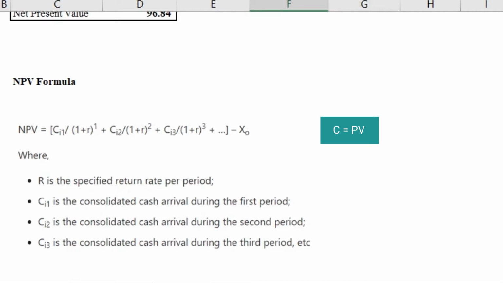C1 is nothing but the first cash flow divided by 1 plus R to the power of 1, R is nothing but the discount rate. Okay, likewise C2 divided by 1 plus R to the power of 2, and you do it until the end of the cash flow. So this first part is the present value of future cash flows which you're trying to find out. Now what is this X0? X0 is nothing but cash outflows. So the net present value will be the sum total of these two. So that's how we find the NPV.